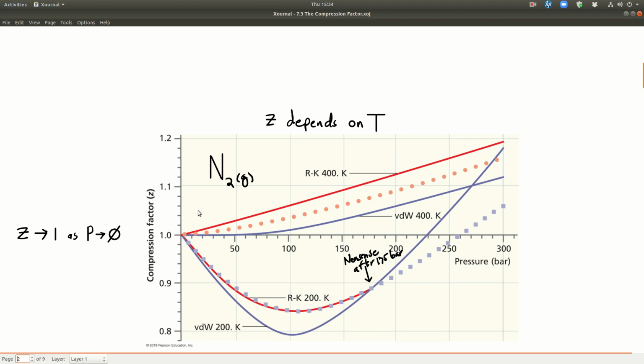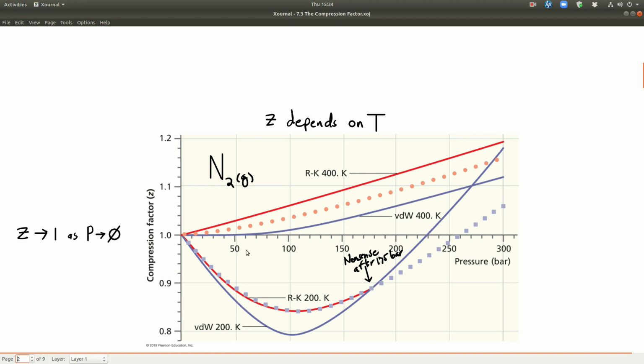So this graph shows the compression factor versus pressure calculated using the Redlich-Kwong equation at 400 Kelvin and the van der Waals equation at 400 Kelvin right here. And the Redlich-Kwong equation at 200 Kelvin, the van der Waals equation at 200 Kelvin. The dots are real, these are the real values. So we can see that the compression factor depends upon temperature because it's a different form at 400 Kelvin for both of these equations than it is at 200 Kelvin.